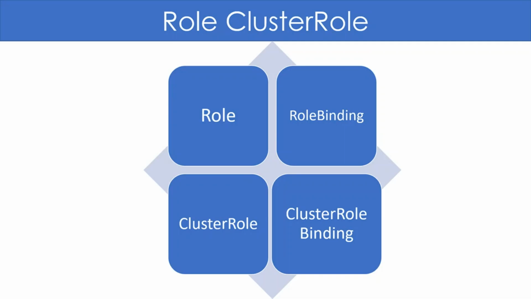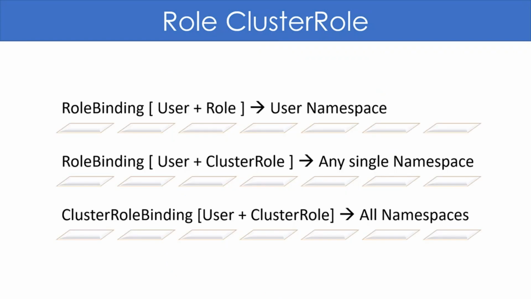In addition to role and role binding, there are 2 other objects used by RBAC known as cluster role and cluster role binding. The difference between role and cluster role is that a cluster role is scoped to a whole cluster. So a cluster role can be used to assign permissions to cluster level resources such as nodes and also to assign permissions to all namespaces. A role binding can bind a user to a role or a cluster role. However, when bound to a cluster role, the binding is still restricted to a namespace.